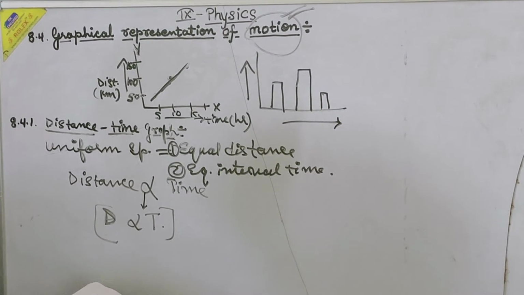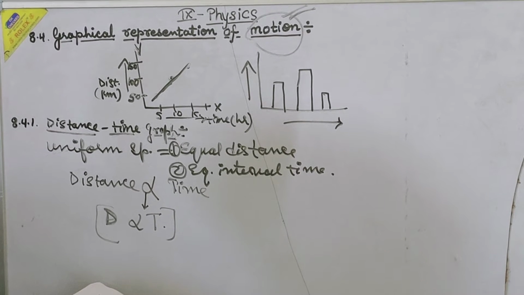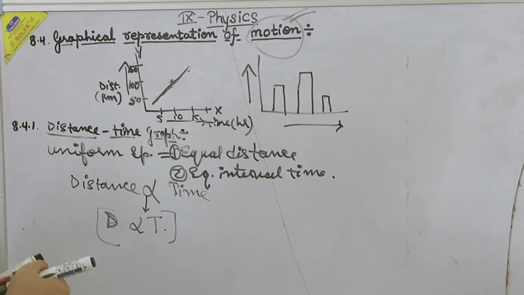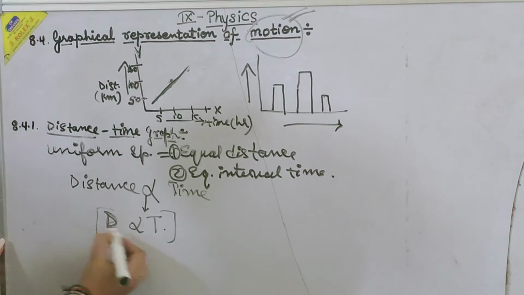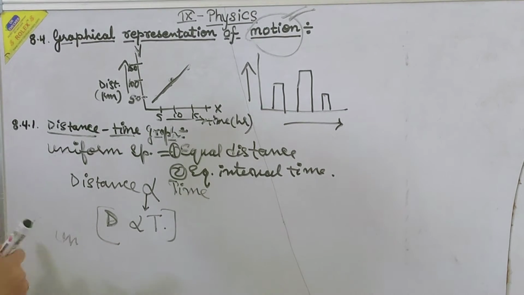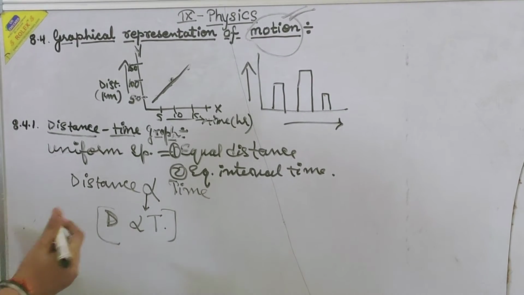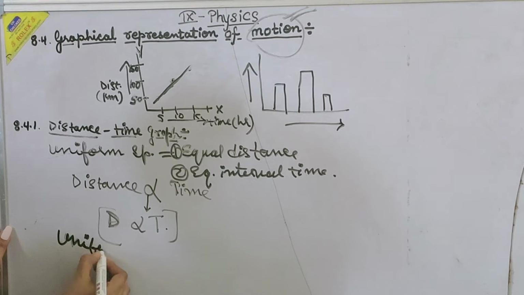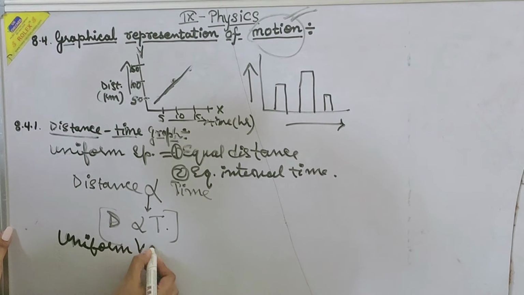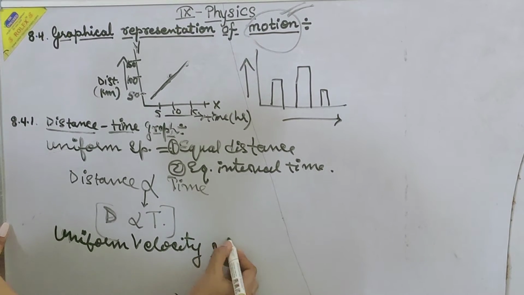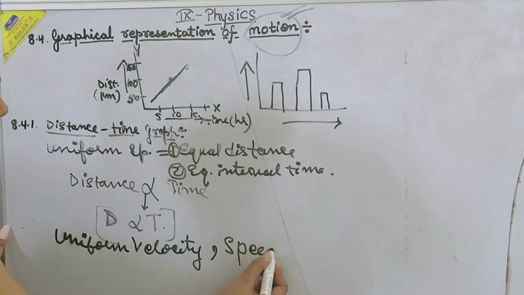ओके, we can use the distance time graph to represent the speed of an object. डिस्टेंस टाइम ग्राफ को इस यूनिफॉर्म स्पीड के लिए यूज कर सकते हैं. डिस्टेंस टाइम ग्राफ को किन किन चीजों के लिए यूज कर सकते हैं, और क्या क्या चीजें डिटरमाइन कर सकते हैं डिस्टेंस टाइम ग्राफ से? यूनिफॉर्म वेलोसिटी. Okay, and we can determine speed also from this.